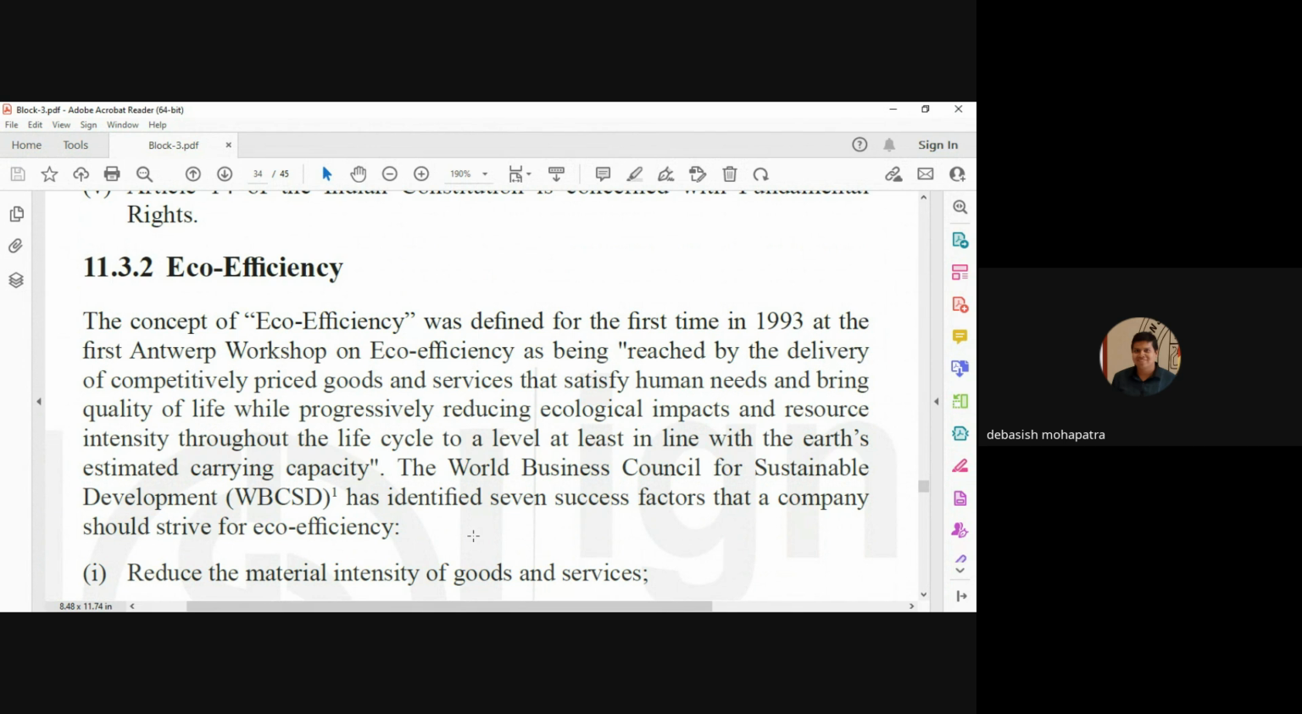Then eco-efficiency. The concept of eco-efficiency was defined for the first time in 1993 at the first Antwerp workshop on eco-efficiency as being reached by the delivery of competitively priced goods and services that satisfy human needs and bring quality of life while progressively reducing ecological impact and resource intensity.